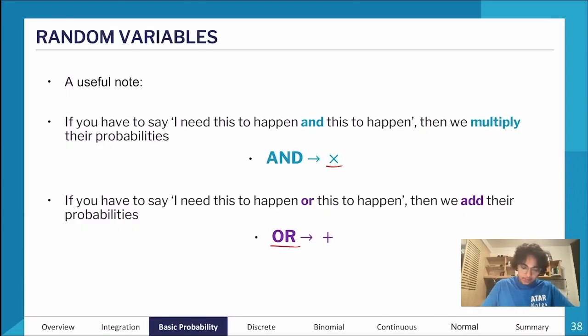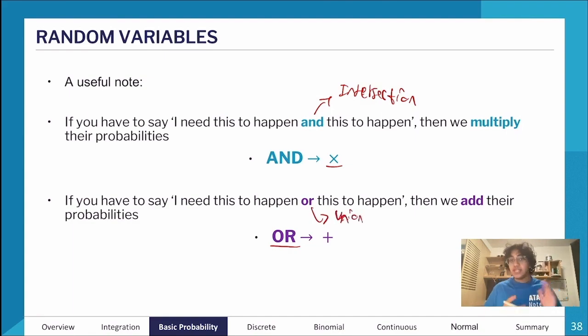And hopefully these "and" and "or" sort of things ring a bell. And is an intersection, right? And is intersection. And or is union. So general rule of thumb, if you see intersection, you're multiplying. If you see union, you're adding. But remember, the intersection multiplying thing only works for independent events.